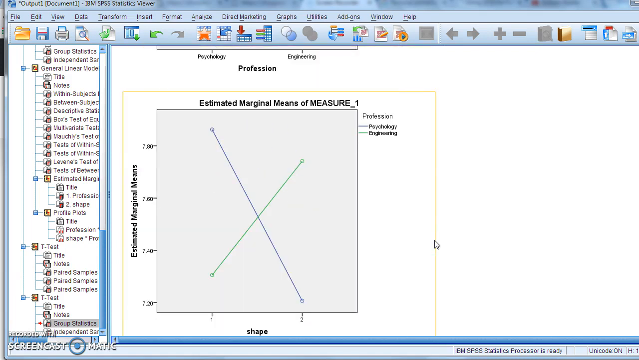But let's have a look at this graph again, because this graph seems to suggest that there's a substantial difference between psychologists, for example, in their abilities to identify rectangles at the top and their ability to identify ovals at the bottom. But that's because the graph is rather misleading. If you look at the y-axis, remember, it starts at 7.2 and ends at 7.9.